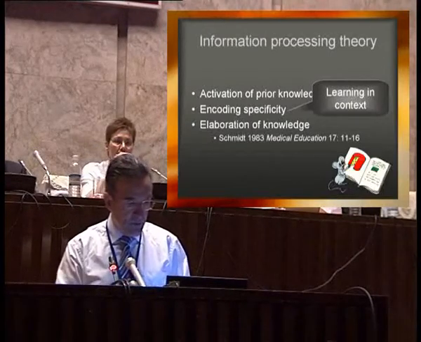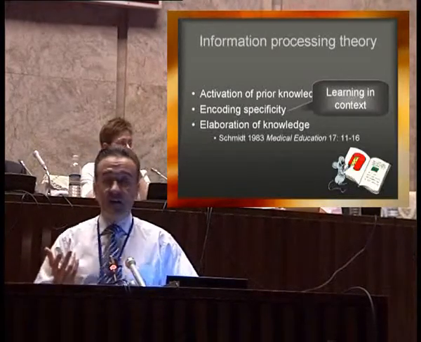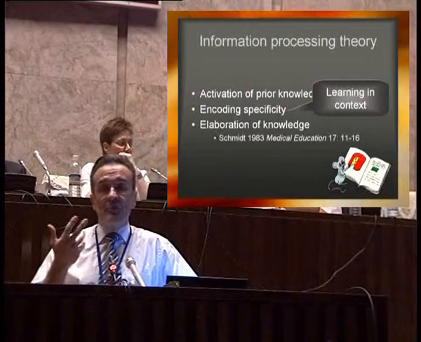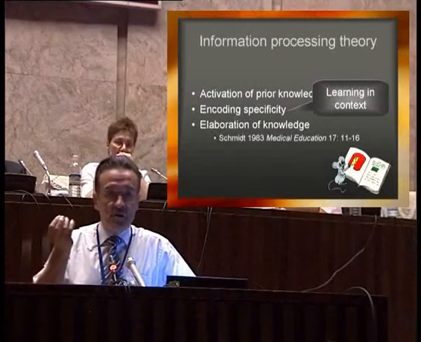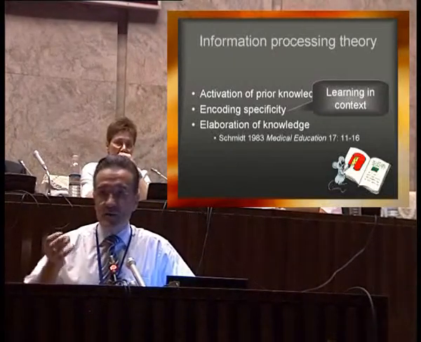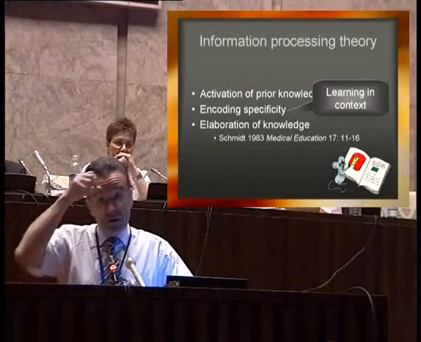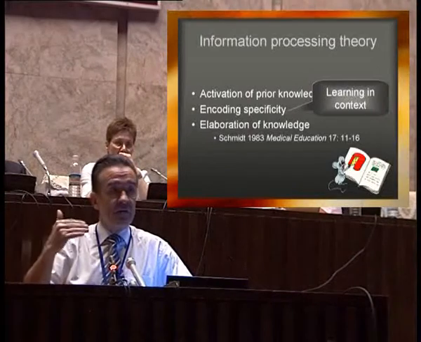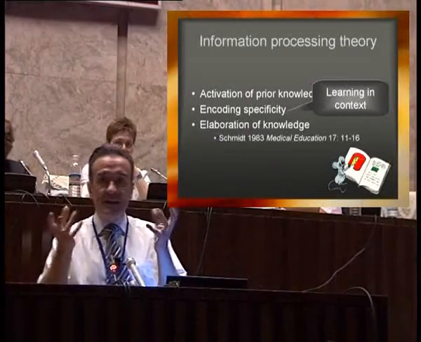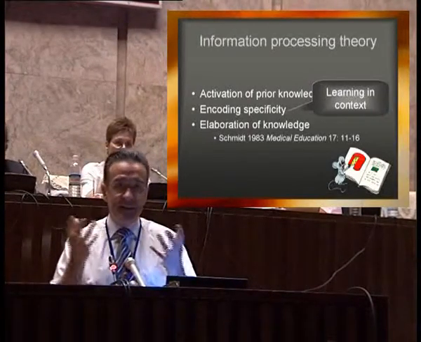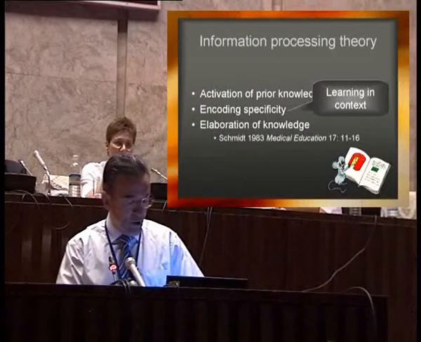Encoding specificity is important. After the encoding specificity, the next stage is the elaboration of knowledge. So you take that new piece of knowledge, add it to your old piece of knowledge, and you use it to make a jump and to elaborate the knowledge. You don't just recall the facts, you wind them into a new semantic network where you understand more than you did before.